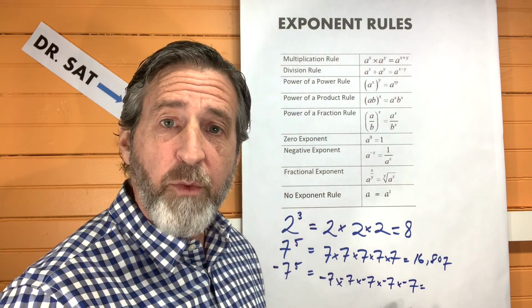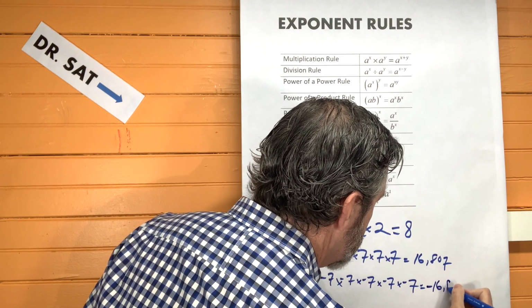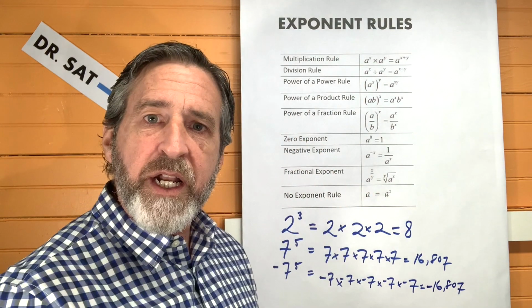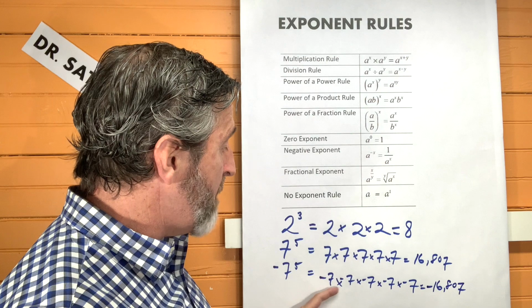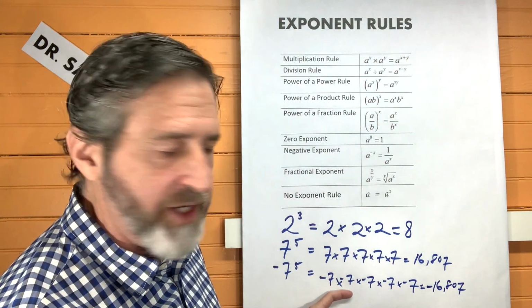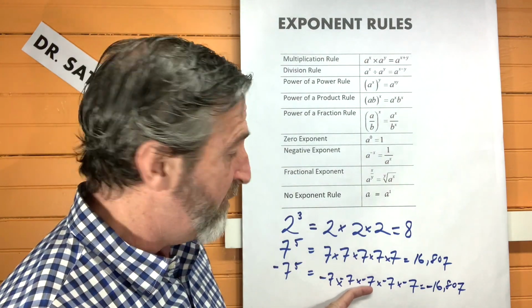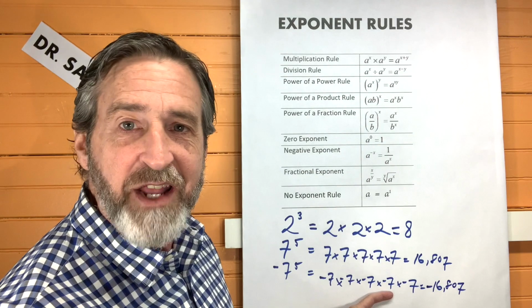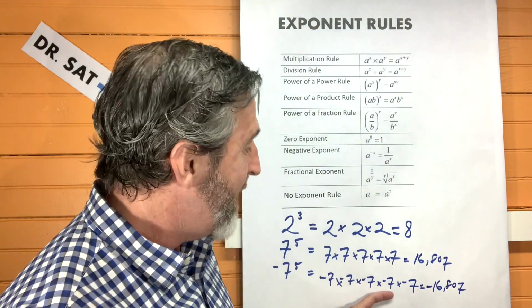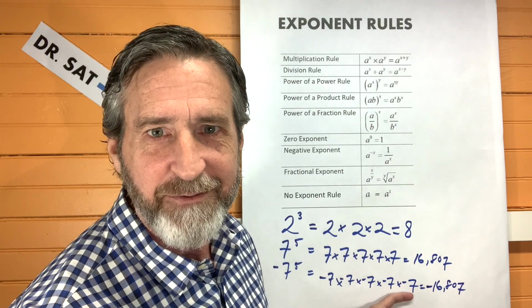And what's this going to equal? -16,807. Why is it a negative? In short, because when we multiply the first 2 numbers together, a negative times a negative, we're going to get a positive. That positive number times the next negative equals a negative. That negative number times the next negative number equals a positive. And that positive number times the final negative number equals a negative.